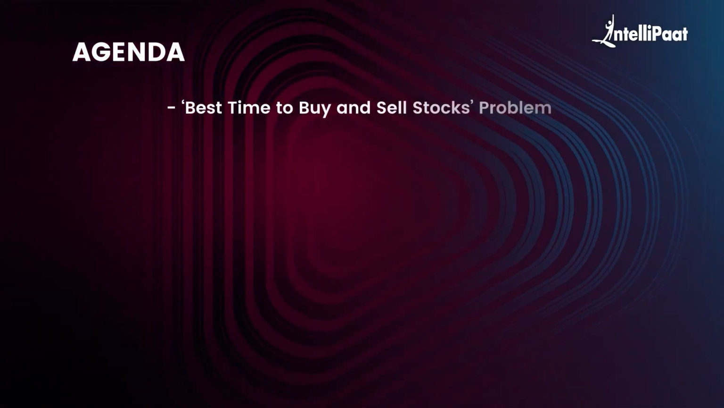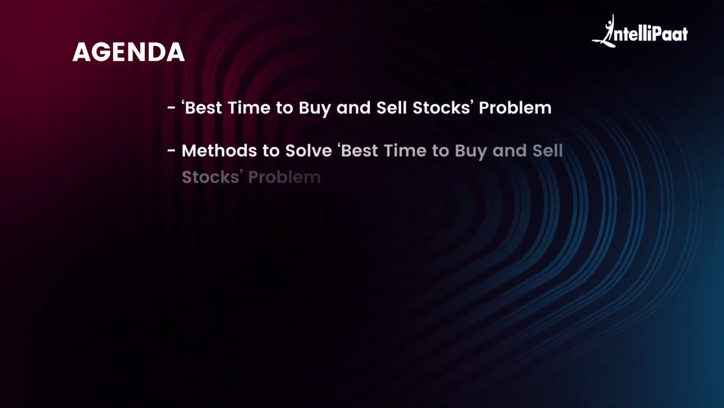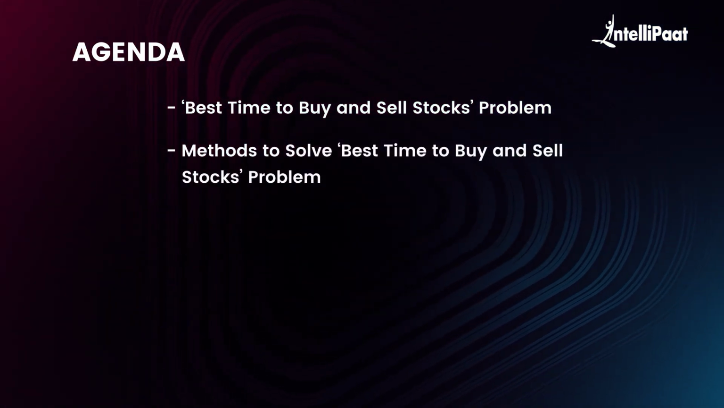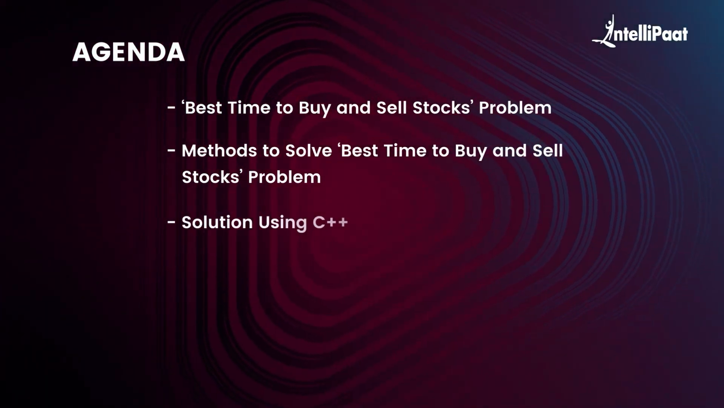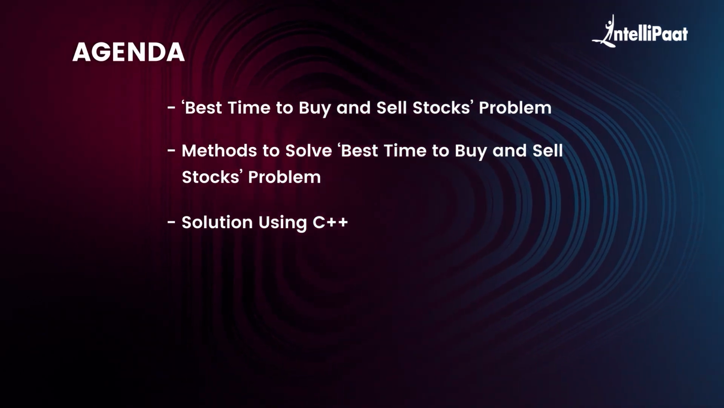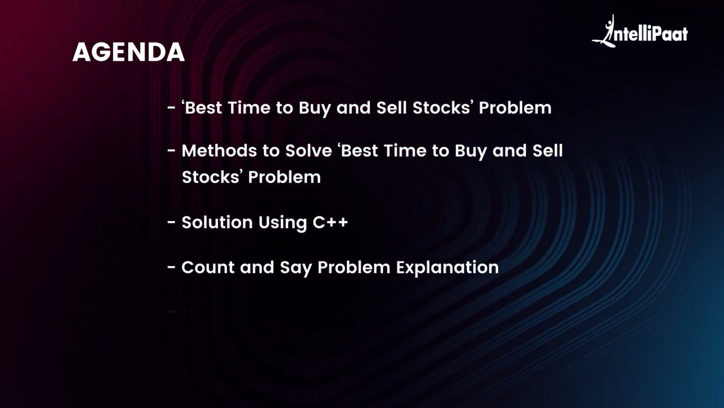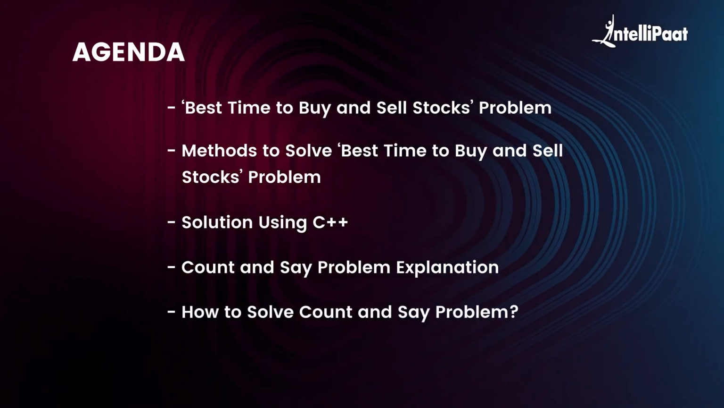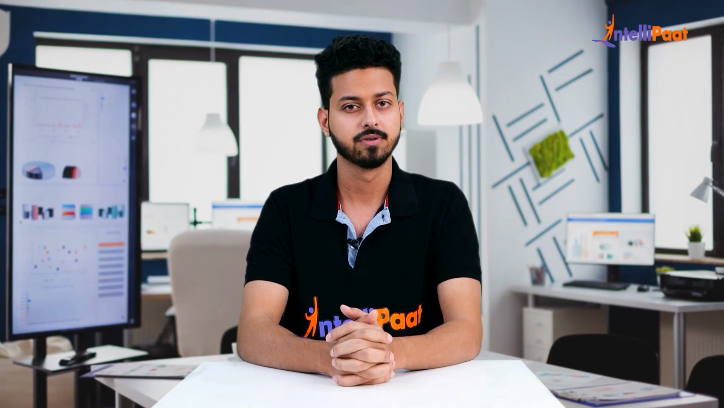So let's begin with today's agenda. We will start by understanding the best time to buy and sell stocks problem. Then we will try to come up with different problem solving methods and analyze their time and space complexity alongside. Later on, we will cover the coding solution for optimal approach using C++ programming language. After that, we will move on to the count and save problem. Once we understand the problem, we will analyze the problem solving approaches we can employ and develop a solution using C++ programming. I hope I have made myself clear with the agenda for today's video.